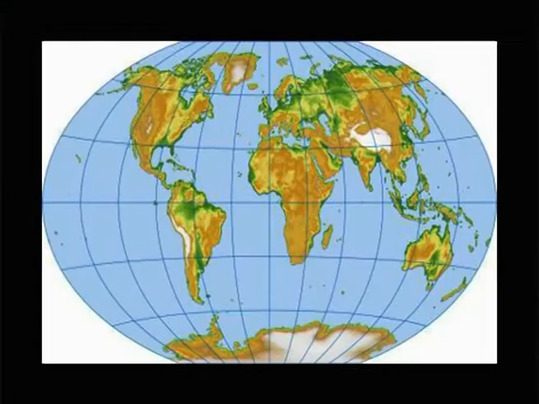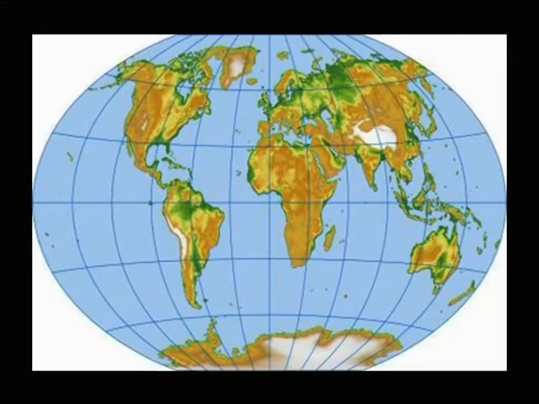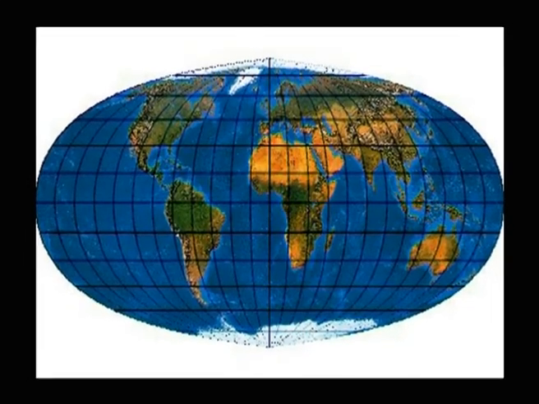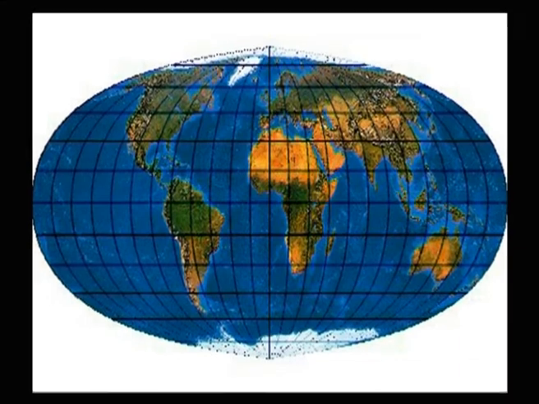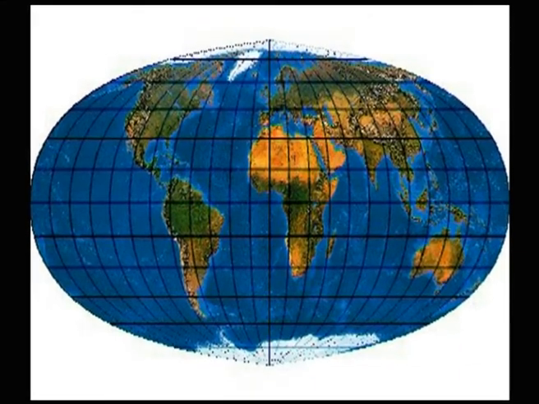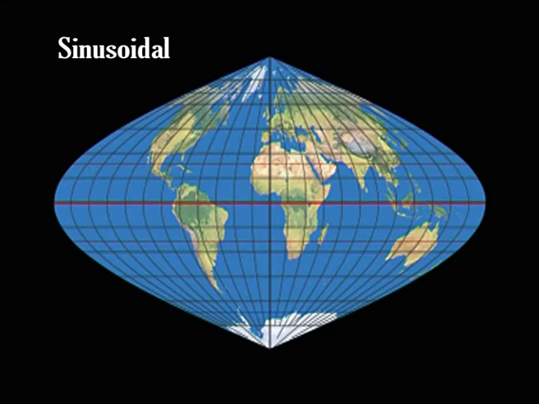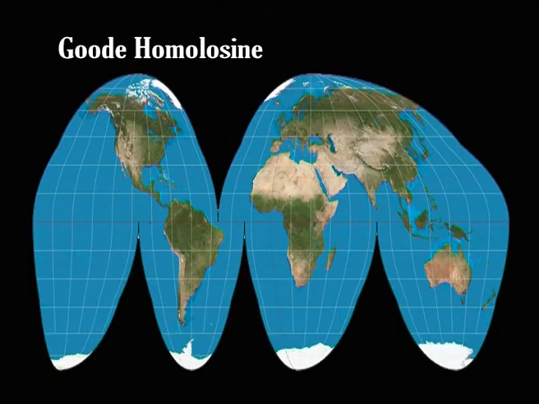Pseudo-cylindrical projections. The pseudo-cylindrical projections are projections in which the parallels are represented by parallel straight lines and the meridians by curves. The central meridian is the only meridian that is straight. Examples are Mollweide, sinusoidal, Goode homolosine, etc. They are typically used to map the world in its entirety.